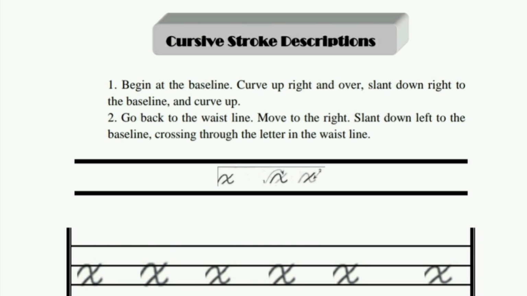Begin at the baseline, curve up right and over. Slant down right to the baseline and curve up. Go back to the waistline, move to the right. Slant down left to the baseline, crossing through the letter in the waistline.